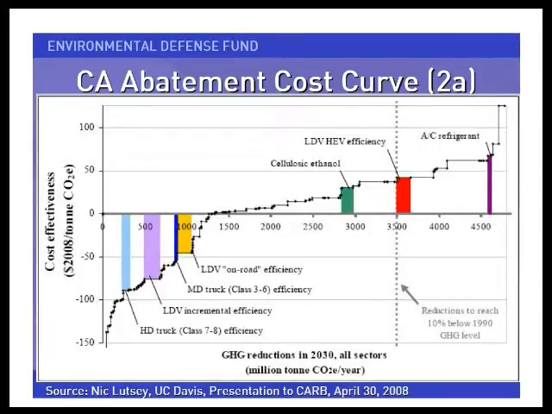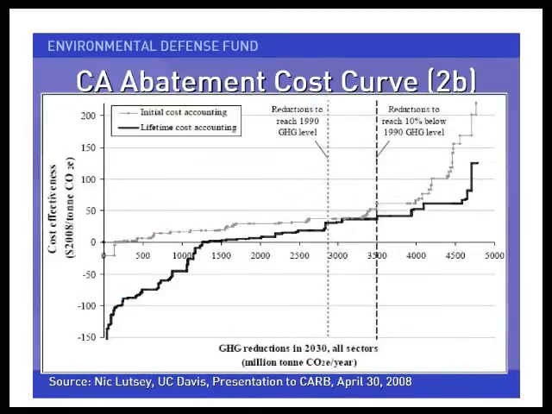I want to quickly jump to the next slide, which shows exactly the same curve with now a new line on it. That gray line there is defined as initial cost accounting. That is, this is the money you have to spend to enjoy the net benefits that you ultimately will enjoy from these investments. So you see the thick line is the lifetime cost accounting, and what that does is it subtracts out the energy savings or the avoided utility bill savings.